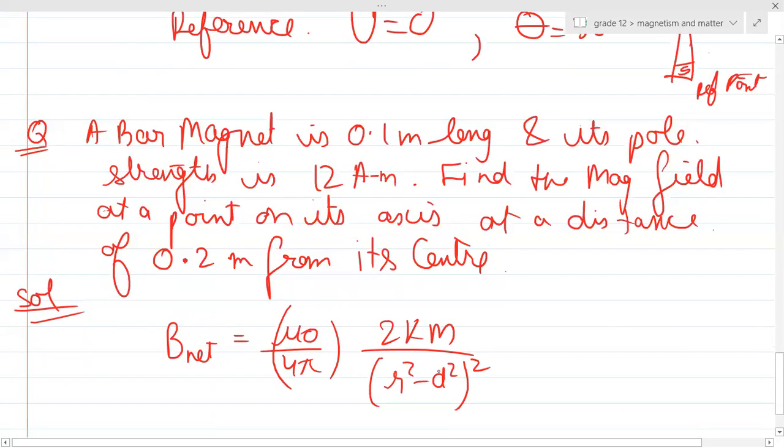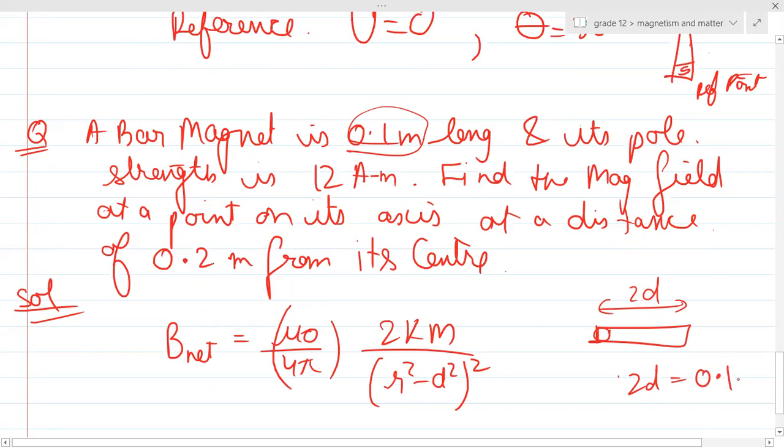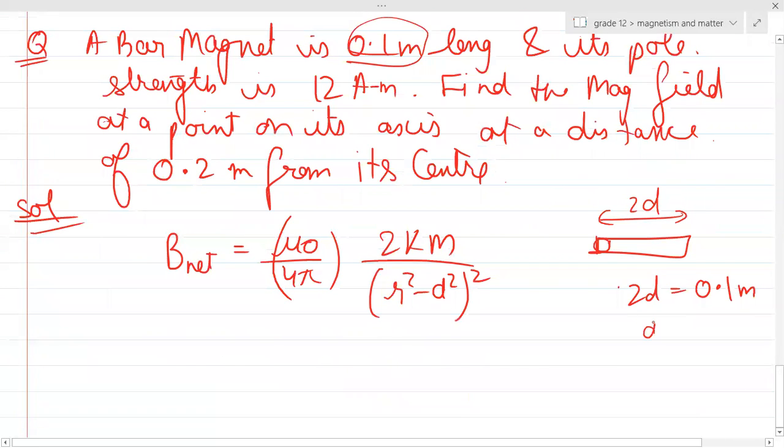What is the formula? And please remember, the magnet is given 0.1 long. Please remember, this formula is when you have considered the length of the magnet as 2d. So basically your 2d is given as 0.1 meter. Hence d will be 0.05 meter. Yes or no, guys? Be a little careful, okay?